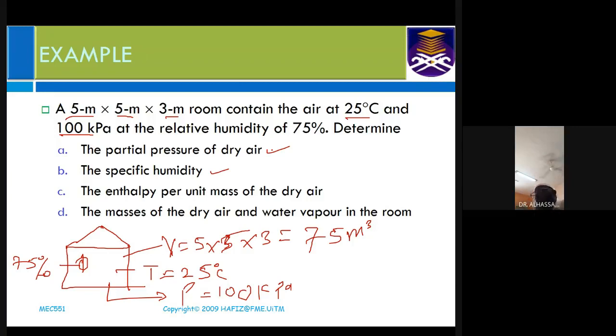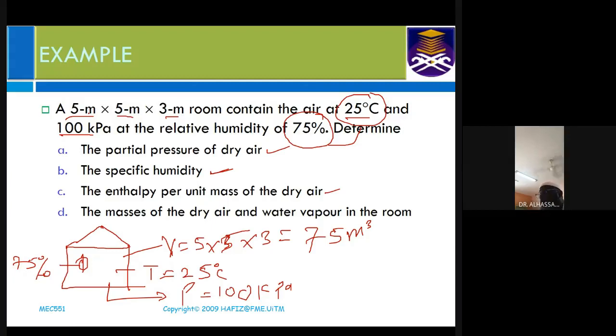If this were under atmospheric condition, we could simply take the dry bulb temperature and the relative humidity, carefully go to the psychrometric chart, and read the specific humidity and the density. These parameters can easily be read. But since the working pressure is different from atmospheric pressure, we need to resort to the calculation method.